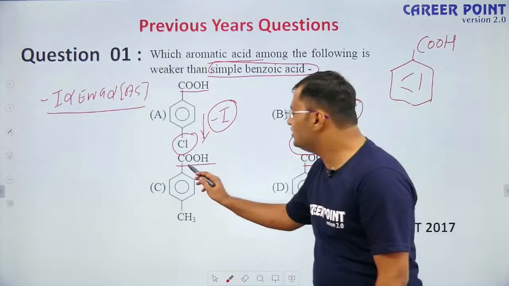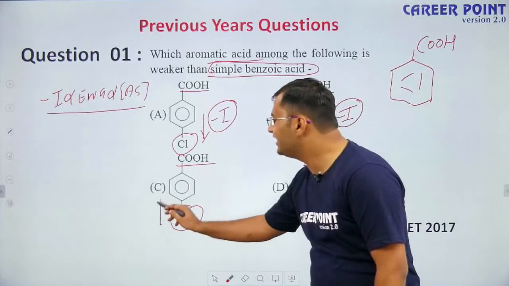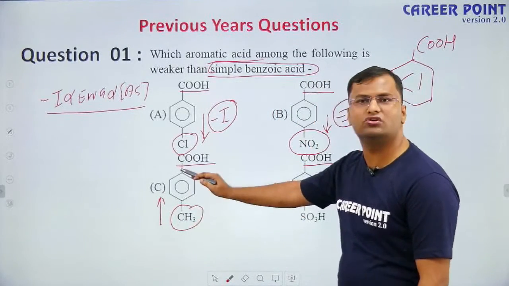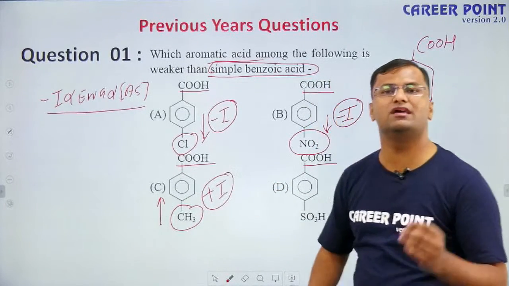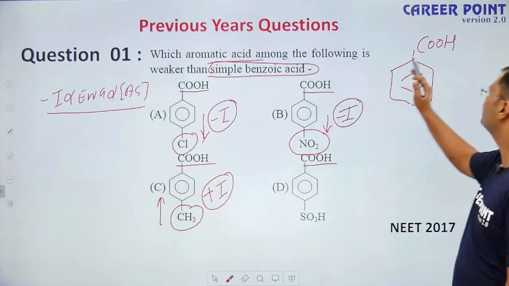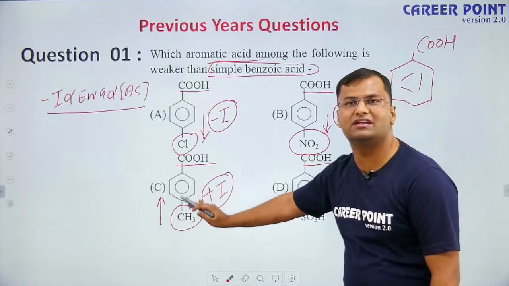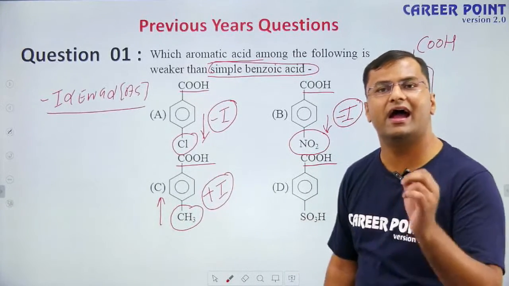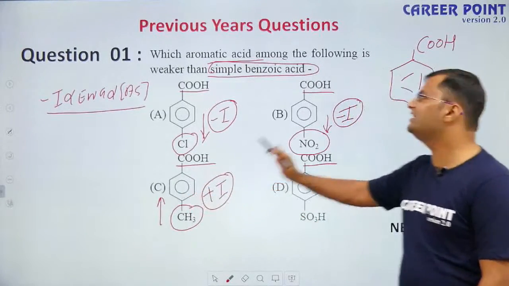Third point, this is COOH, but this has a CH3. This is a methyl group. What will it do? It donates electrons, because CH3 is an electron donating group. It donates electrons to this benzene ring and causes a plus I effect. It causes a plus I effect, means it decreases the acidity of the compound. Means as compared to benzoic acid, this is a weaker acid than benzoic acid, because this CH3 donates electrons to this ring and increases the basicity of this compound. So this compound is weaker than this.